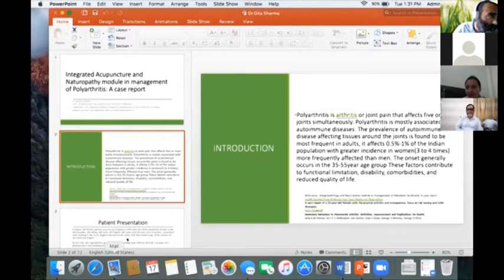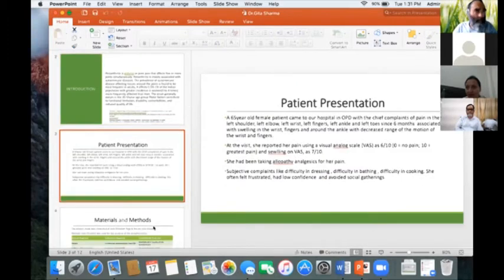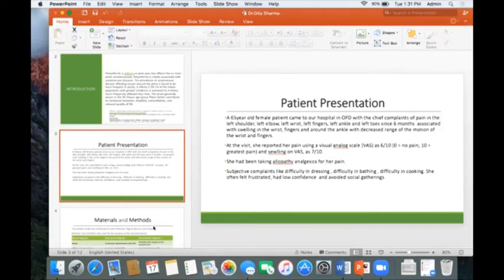Mainly, this is a single case report that I'm presenting. Here we had a female patient of 65 years old. She came to our hospital in the OPD with chief complaints of pain in the left shoulder, left elbow, and left wrist, even in the left fingers, ankle, and toes.